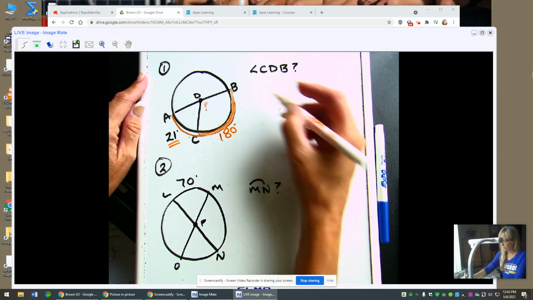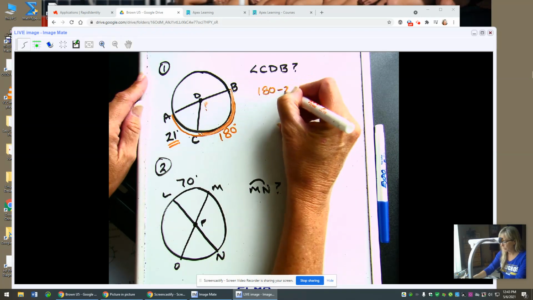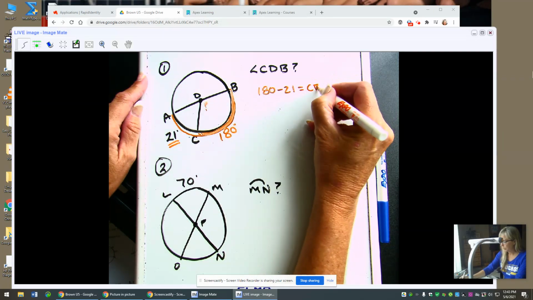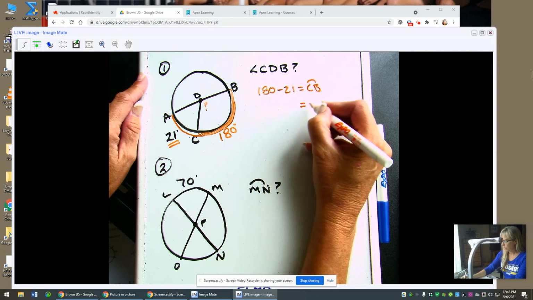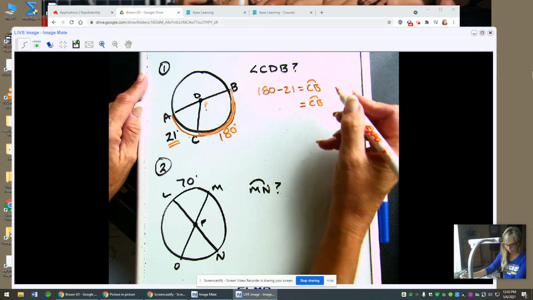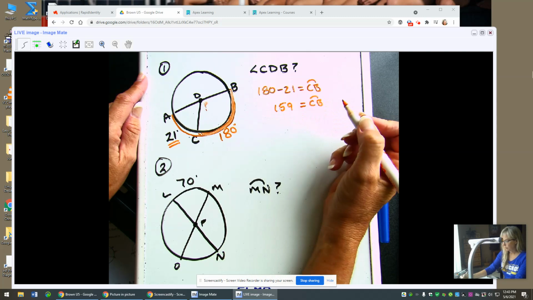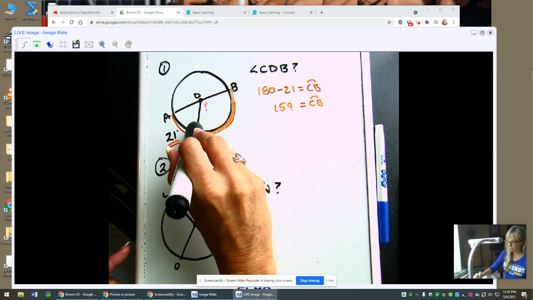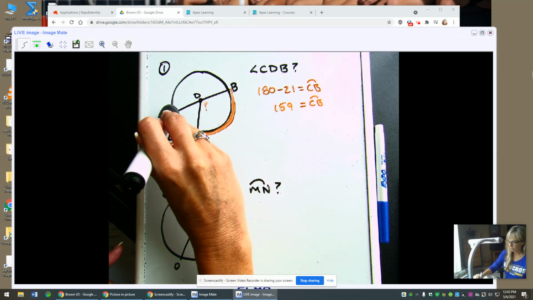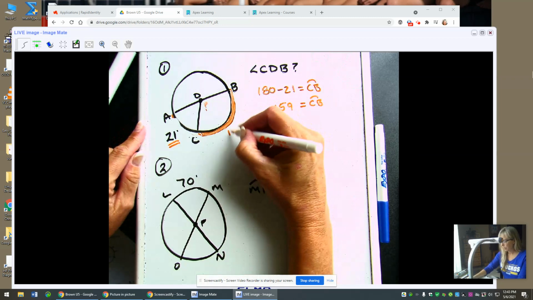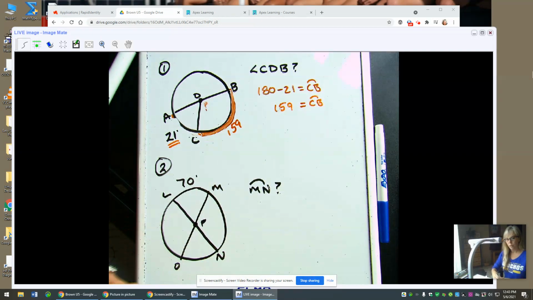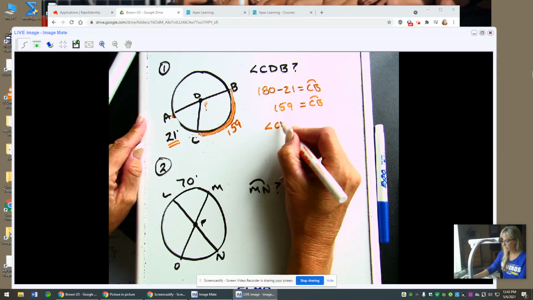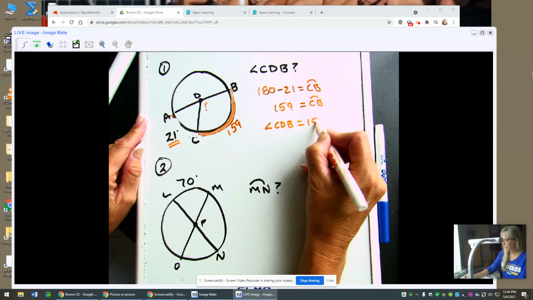Okay. So we're going to take first 180, subtract the 21 to get this arc CB. So arc CB is 159. I'm going to erase so it's not too confusing. Now this arc alone started with the whole thing, which was 180 diameter. Now we've got this arc at 159. And again, the central angle is equal to the arc. That's the angle we're looking for. Angle CDB is 159 degrees.